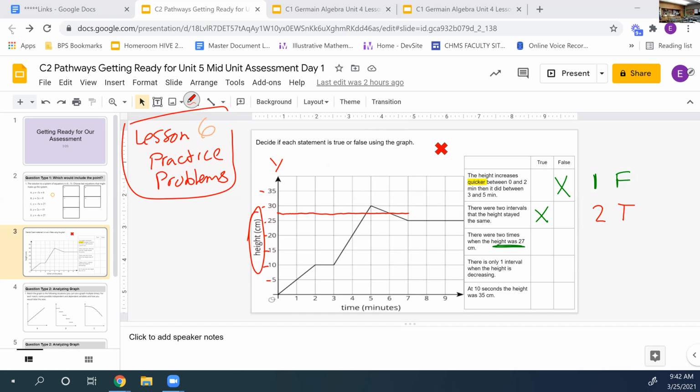So is this third statement here a true statement? Yes or no? Is it true or false? It is false. Well, are there 2 different times when the height is 27? So then that must mean that it's true. Very good. So you're going to grab one of your X's, put it in your true box because it hits 27 here and here between 4 and 5 minutes.